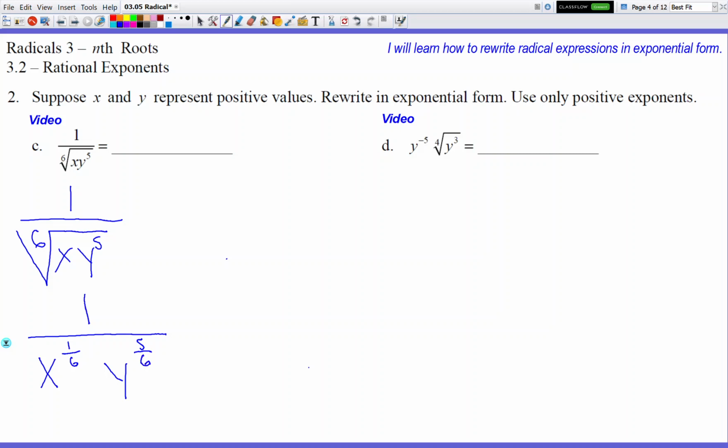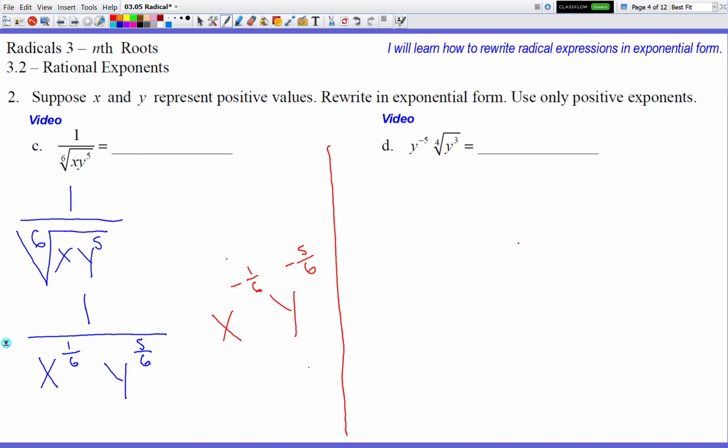I know I could rewrite this with negative exponents, but you have to mind your directions. It says use only positive exponents, so I'm going to leave my answer like this. You could write it this way: x to the negative 1/6, y to the negative 5/6. But since the directions say use only positive exponents, please don't write it that way in red. It does also transform to that, but I don't want you to write your answers like that. If you wanted to see what else it could look like, this is another form it could take on.